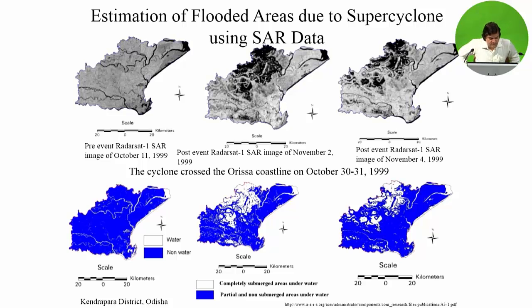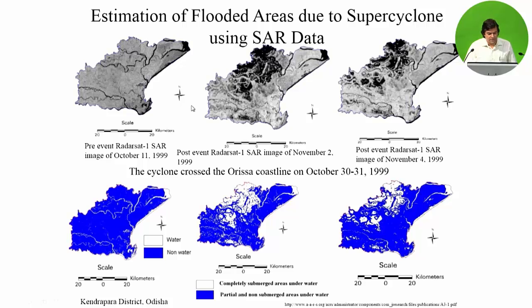There are 3 SAR images, RADARSAT-1 images, acquired for the study area. The first image was acquired before the occurrence of the event, because a cyclone crossed the Odisha coastline on October 31st, 1999. So this image was collected before the cyclone crossed. Here we can see the river channels and the entire study area easily, and the existence of water bodies can also be seen. They are flowing through their proper channels.